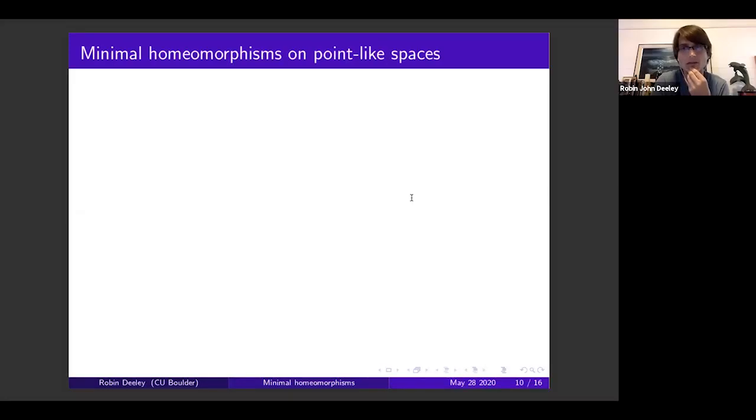So to be really precise, these are point-like spaces in terms of K-theory. They have the same K-theory as a point. In terms of homotopy theory, if you like that, they're not going to be point-like. They're going to have some non-trivial higher homotopy groups, if people are keeping score. But nevertheless, we're concerned with K-theory, so we're going to think of them as point-like spaces.